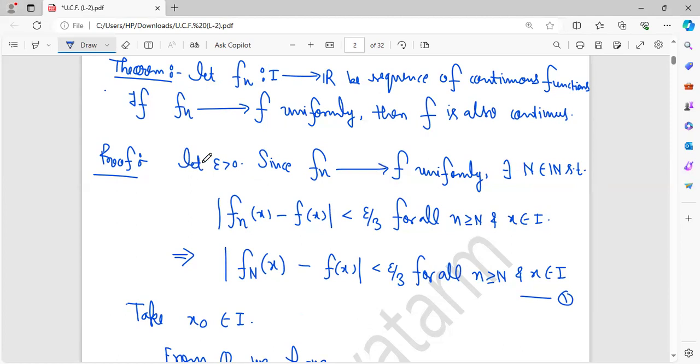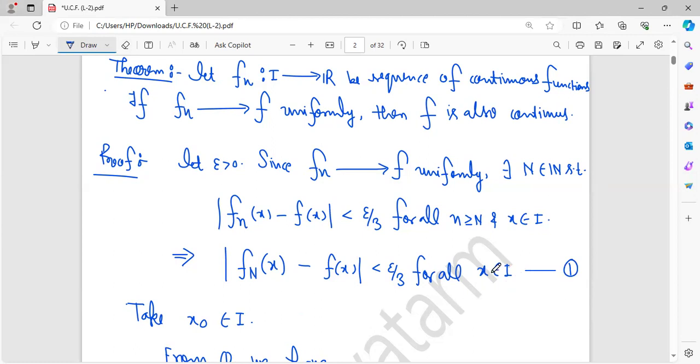Okay. So let epsilon be greater than 0. Since Fn converges to F uniformly, there will be some capital N belonging to N such that |Fn(x) - F(x)| < epsilon by 3 for all n greater than or equal to N and for all x belonging to I. This implies that I can take my small n equal to capital N, because this statement is true for all n greater than or equal to N. So I can choose n equal to capital N, and it will still be true for all x belonging to I. Let's call it equation number 1.